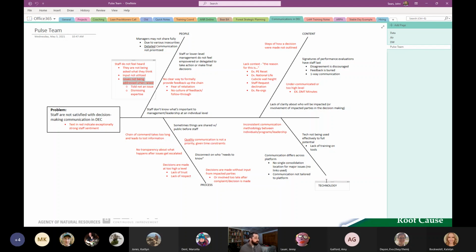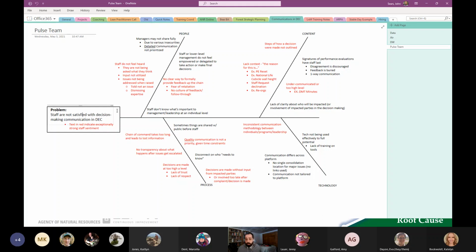So if we go to technology, remember, we're talking about the problem: staff are not satisfied with decision-making communication. Communication differs across platforms. We have a lot of platforms, and no one knows where and how they should be communicating across them. And we're not tailoring the communication to the platforms themselves. So the fact that communications are going all over the place are all contributing to the problem.